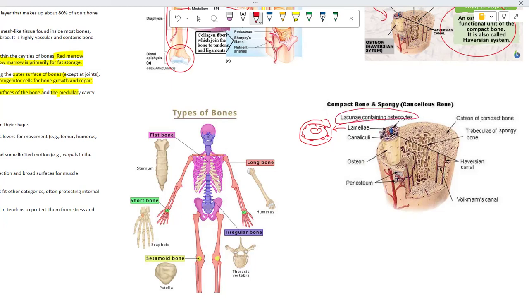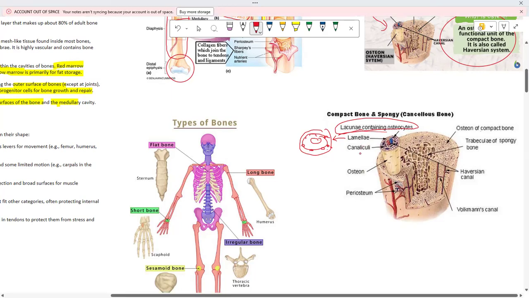Now I have the lacuna. The lacunae contain the osteocytes. And the osteocytes, they form the bone.